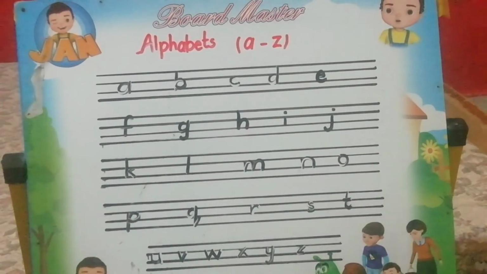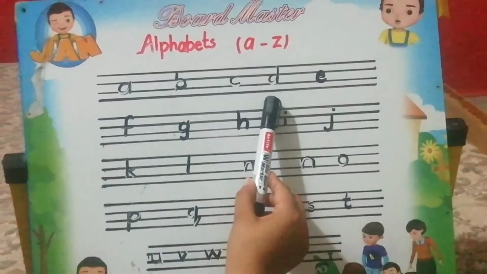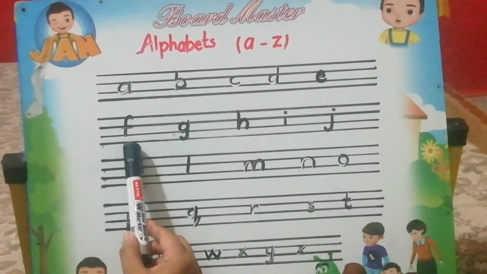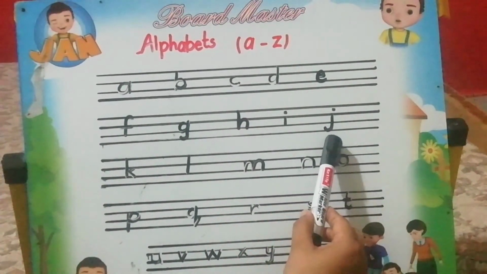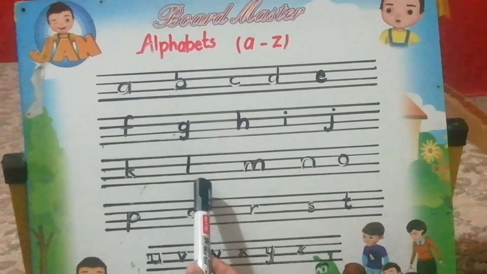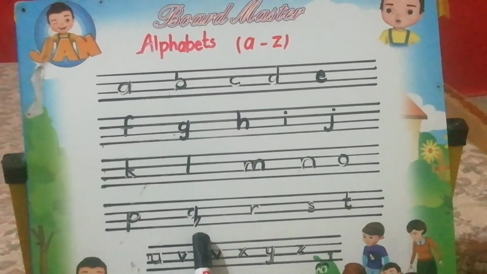Now read after me. A to Z. A, B, C, D, E, F, G, H, I, J, K, L, M, N, O, P, Q, R, S, T, U, V, W, X, Y, Z.